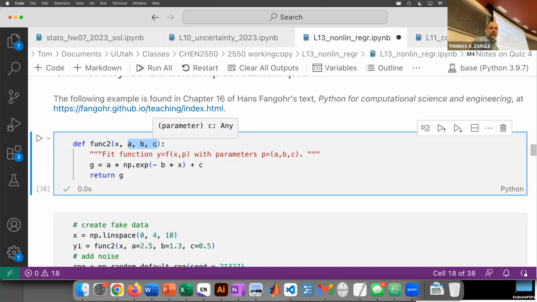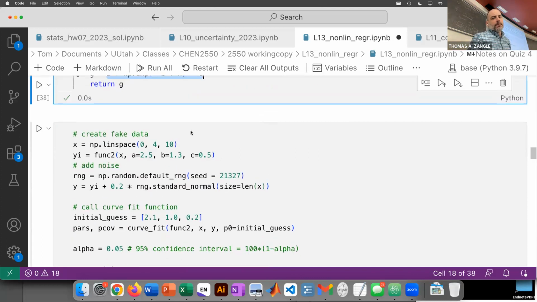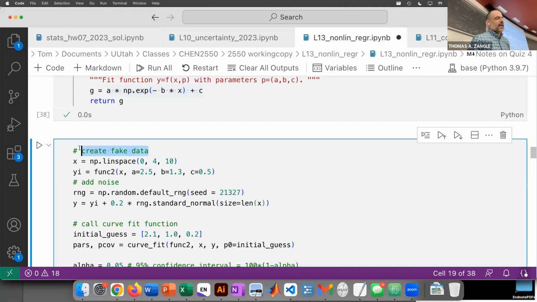So this is the function that we're trying to fit. The definition of the function is a times the exponential of minus bx, plus c. So it's an exponential function with a constant. In this case, as an example, we're basically creating fake data. We're going to add some noise to it, and then we're going to ask how well the fitting process recovers those parameters.